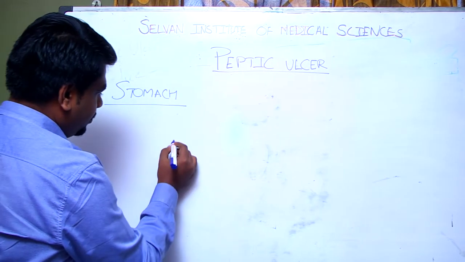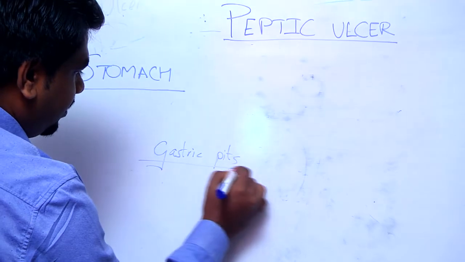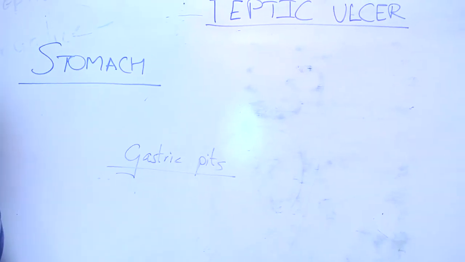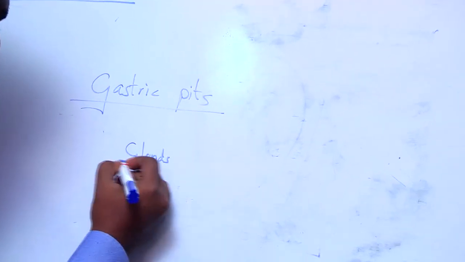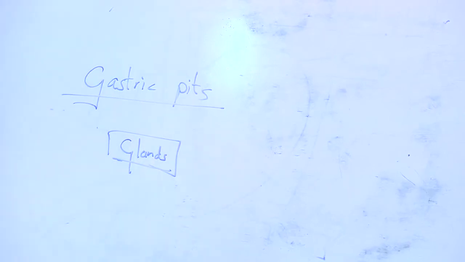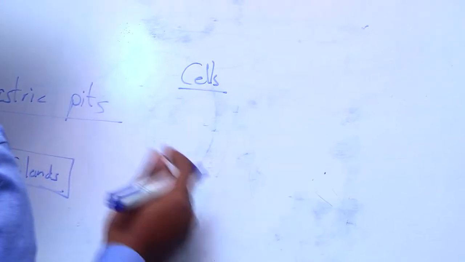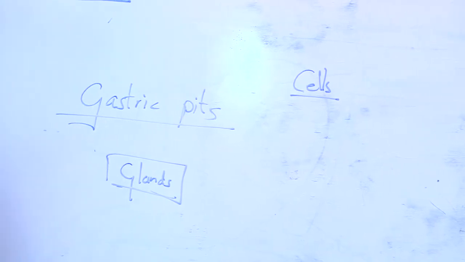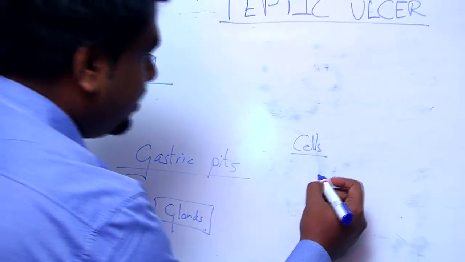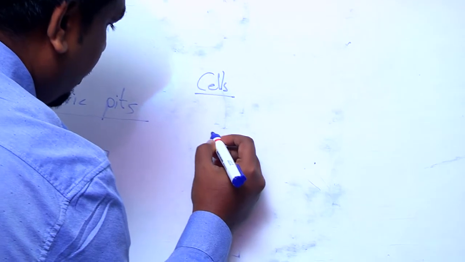Next, what we should know is about the gastric pits which are present in the stomach. These gastric pits consist of glands. What do glands consist of? These glands consist of important cells which are present in the stomach. We should know about the cells which are present in these glands, and each cell has a particular function. Only if we know the function of these cells, we can know which cell will secrete what and what all functions does it serve.